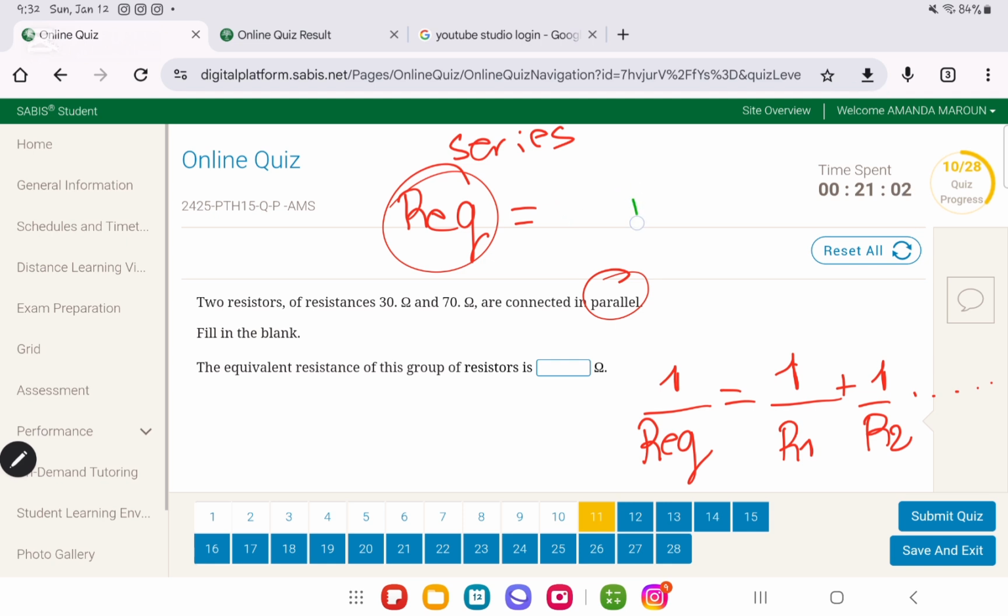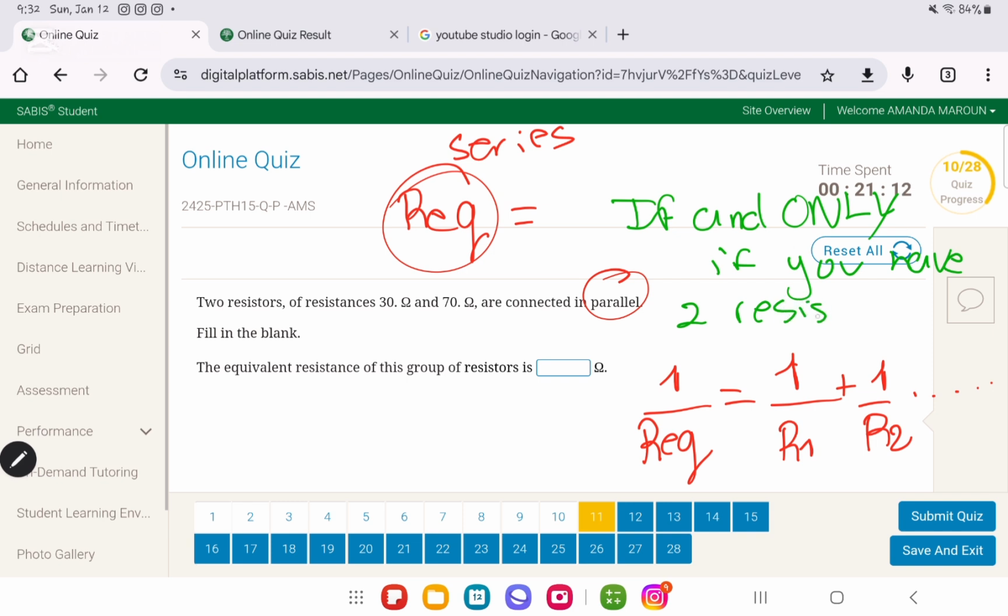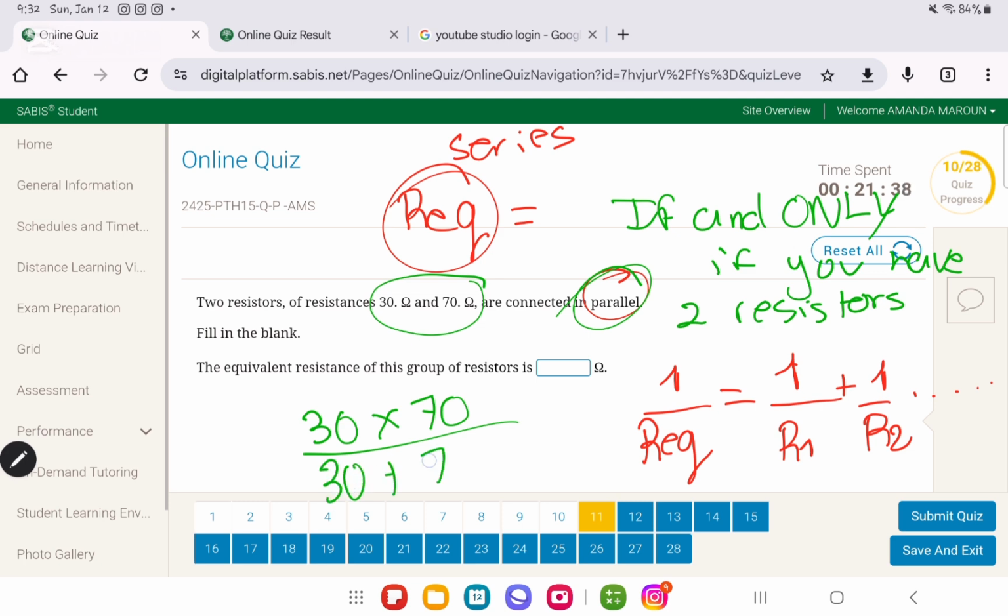But there is a special case. If and only if you have 2 resistors, you can use this method. In this case, we have 2 resistors connected in parallel. So you use this only if they are connected in parallel, and only if they are 2 resistors. We put 30 and multiply it by 70. So resistor 1 times resistor 2 divided by resistor 1 plus resistor 2.